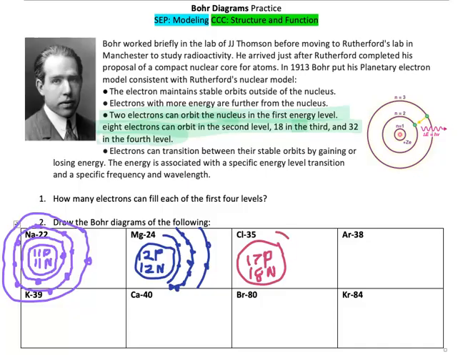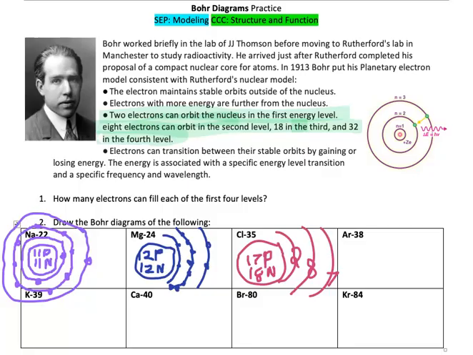Okay. In my first shell, I have 2. In my second shell, I have 8. So that's 10. In my third shell, I've got 7. So I'm just putting the numbers now.